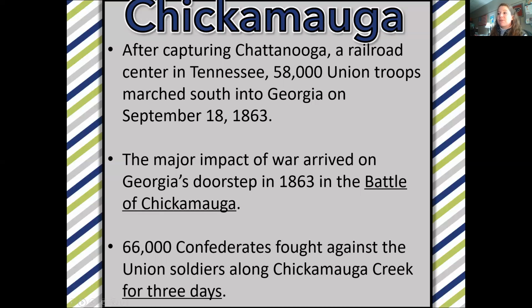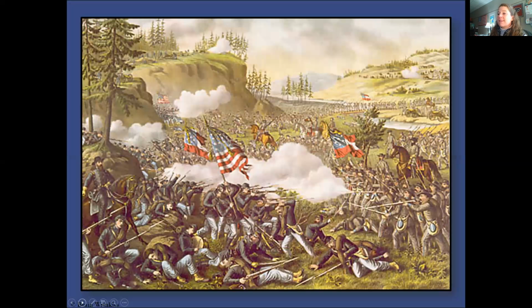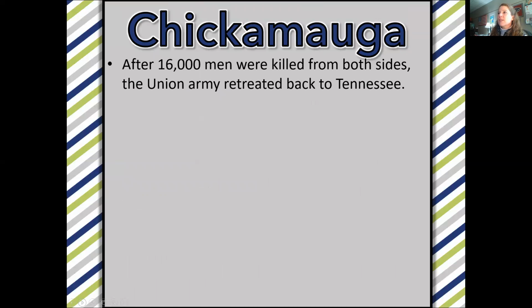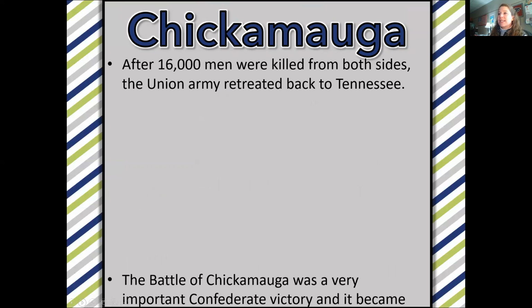66,000 Confederates fought against the Union soldiers along Chickamauga Creek for 3 days. 3 days, you guys. Can you even imagine? War is horrendous, and this battle lasted for 3 days. Thousands and thousands of men died on the Chickamauga battlefield. After 16,000 men were killed from both sides, the Union Army retreated back up into Tennessee.